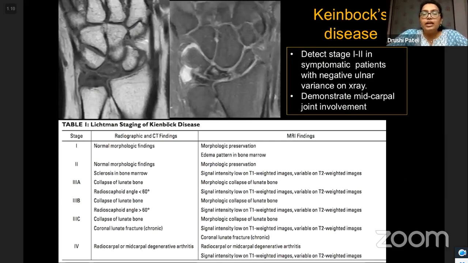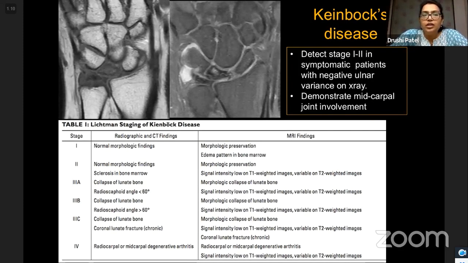Kienbock disease, you know, is avascular necrosis of the lunate bone. It begins as just an edema pattern. There is the Lichtman classification staging of Kienbock disease, which is again a continuum of findings that occur progressively. Initially, it is just an edema pattern in the bone marrow. Later on in stage 2, you start seeing sclerosis on T1 weighted images. Type 3 is when the lunate collapse occurs, and type 4 is when the radiocarpal or the midcarpal osteoarthritic changes occur.